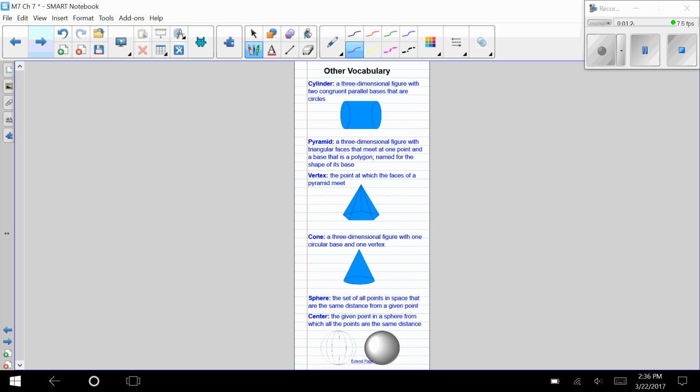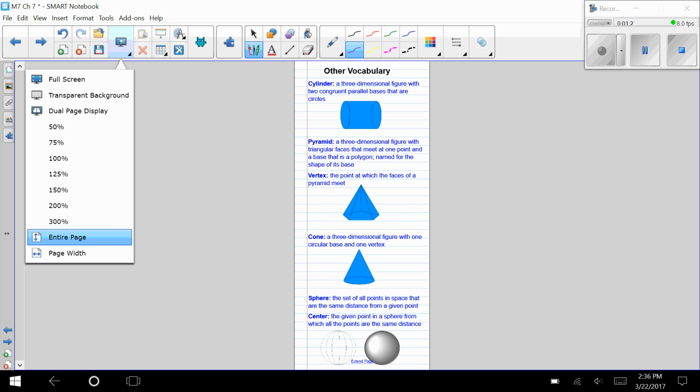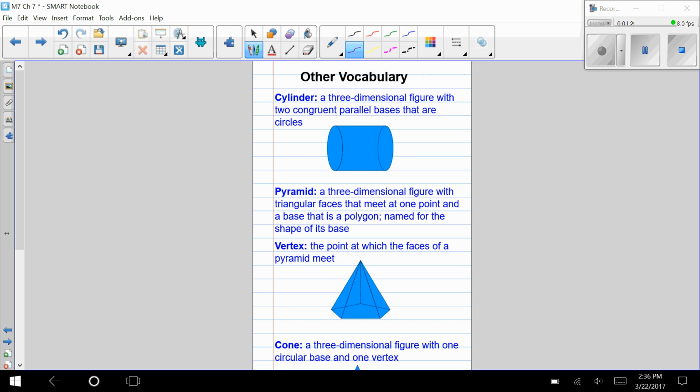A cylinder. Ooh, let's make that a little wider. There we go. A cylinder is a three-dimensional figure with two congruent parallel bases that are circles. So it's just like a prism, except that the bases are circles.